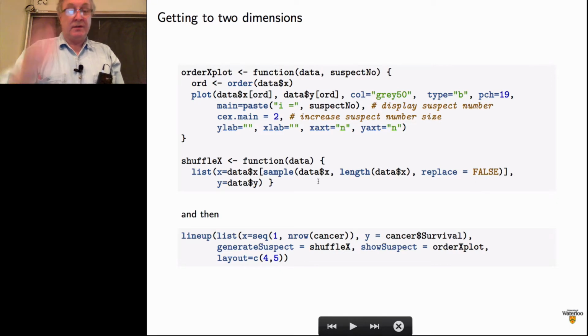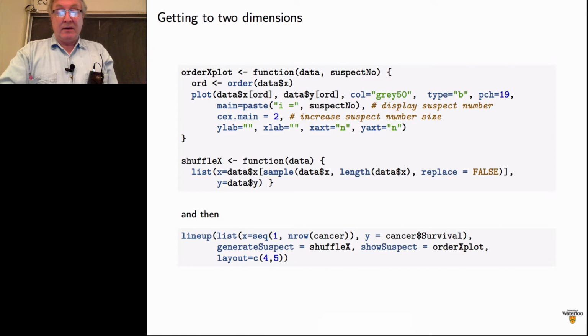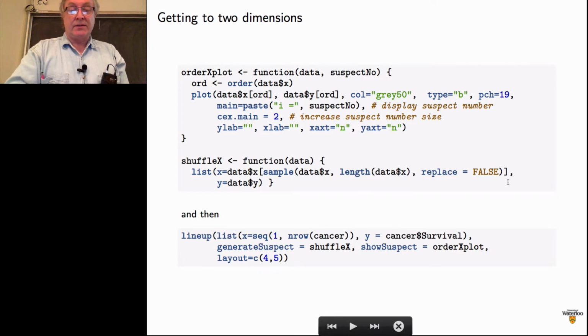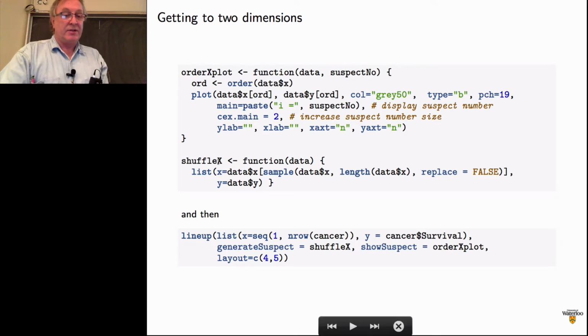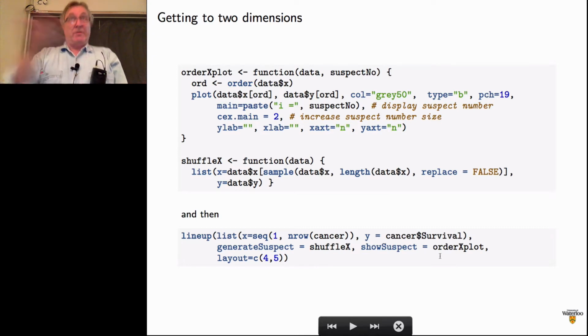And my shuffle is, I'm going to sample from the X's without replacement so that I end up having a shuffle of the X's. So they're going to come in a different order. I'm going to use that. So that's shuffling X. Now I'll call the lineup with my data set that I'm going to begin with, which will be the one to the number of observations in the whole cancer data set, and then the survival time for cancer. Generate a suspect in this way and see whether it mattered.